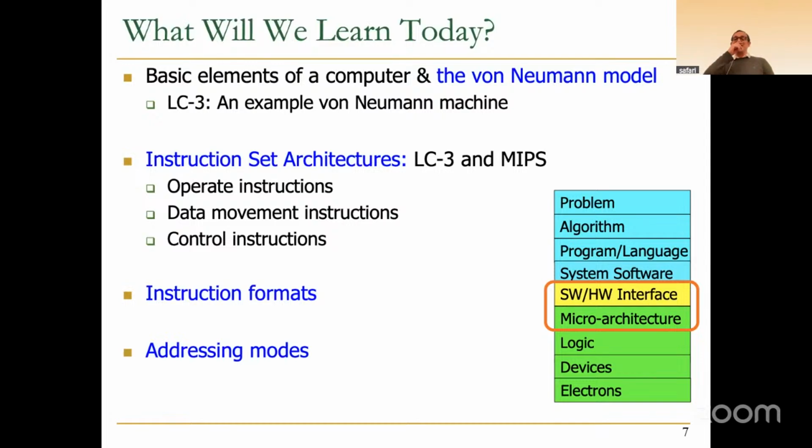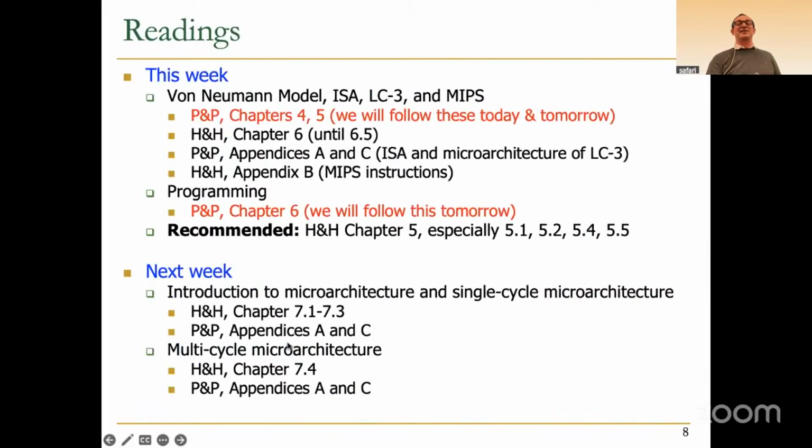So we will learn the basic elements of a computer today, and we'll look at an example von Neumann machine. And today and tomorrow, we're going to cover instruction set architectures, including different types of instructions, operate instructions, data movement instructions, control instructions. We're going to talk about instruction formats, addressing modes, data types, etc. These are some readings. The red ones are what we're going to follow today and tomorrow, essentially.